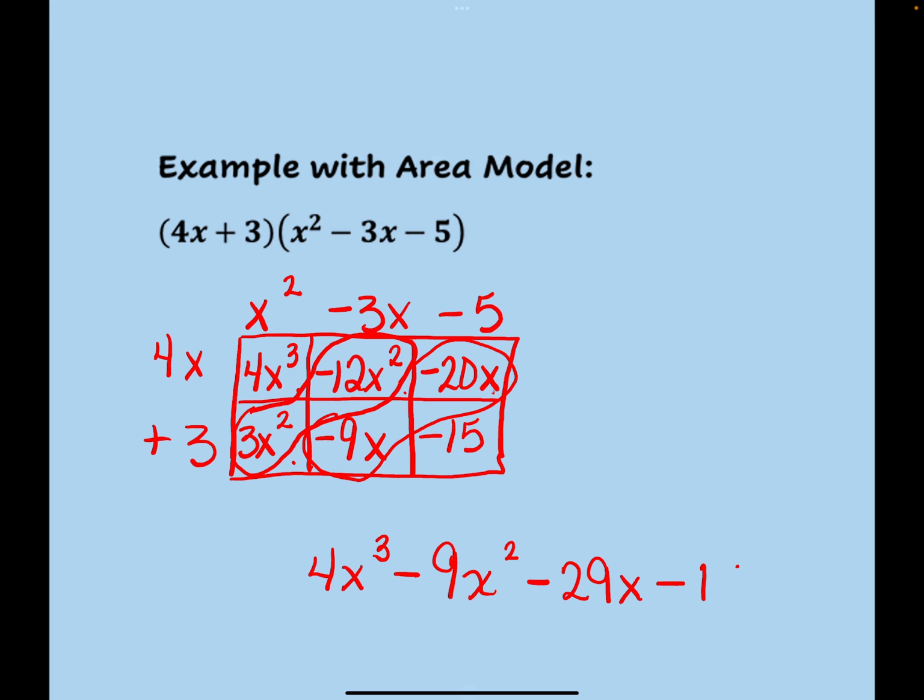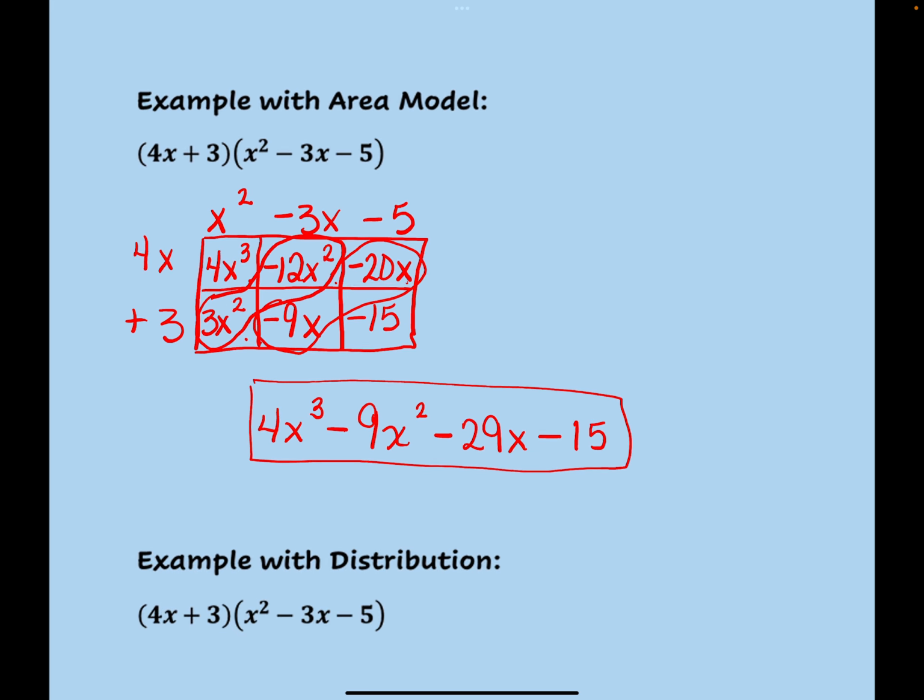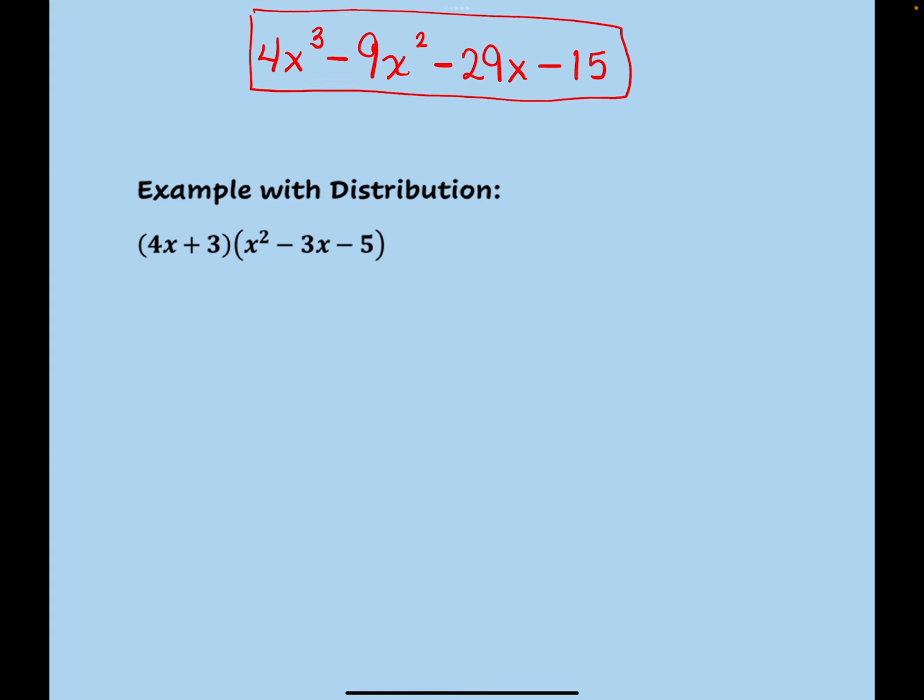It's only one of those. Will be negative 15. Right? Now that's using the area model. So let's go look at this with distribution. Again, essentially the same thing. It's just a few more lines that we have to draw. Okay? All right. So I'll try to leave that answer there so we can compare them. And let's go ahead and work with that one.